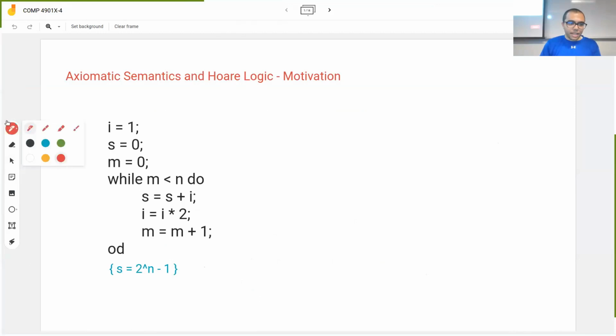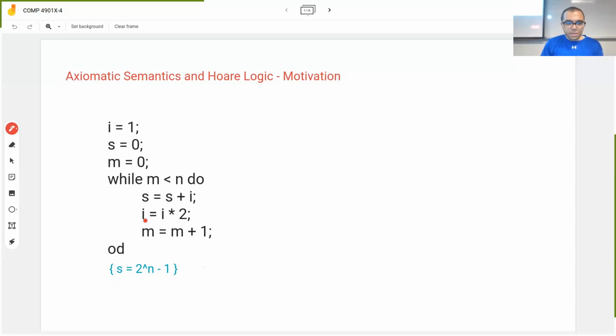The idea is that suppose I have a program, for example, this is my program, and then I want to prove that a particular property holds at the end of this program. Okay, so I call this a post condition. It's a condition that is satisfied when the program ends.